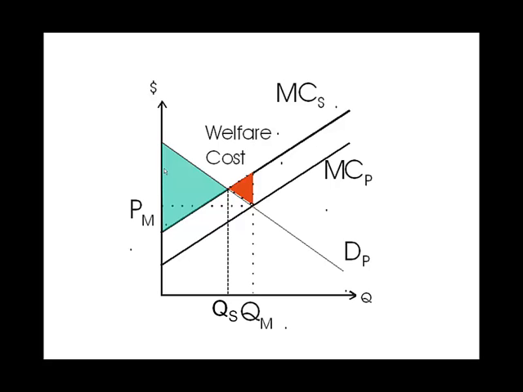A great deal of what we think about in terms of environmental policy is thinking, how do we move from QM back to QS, where we've got a more efficient social outcome. It's important to notice that we're not saying we have to move back to zero just because there's external costs, but rather that we want to move back to the point where the welfare to society is maximized.